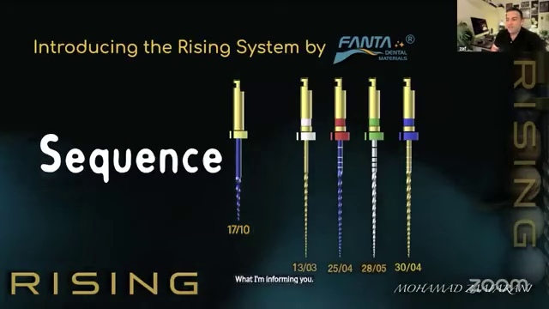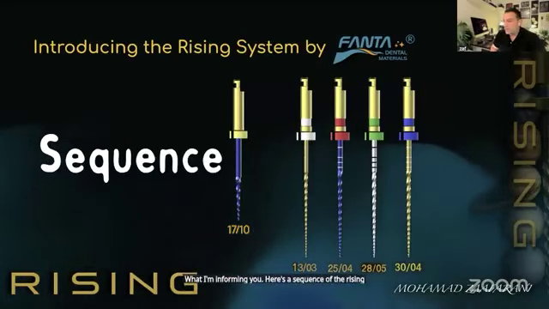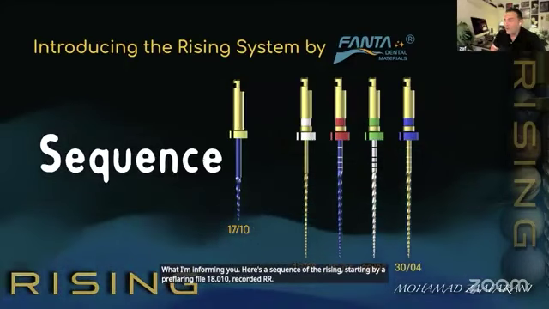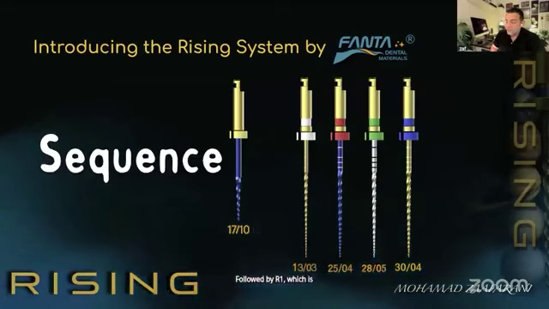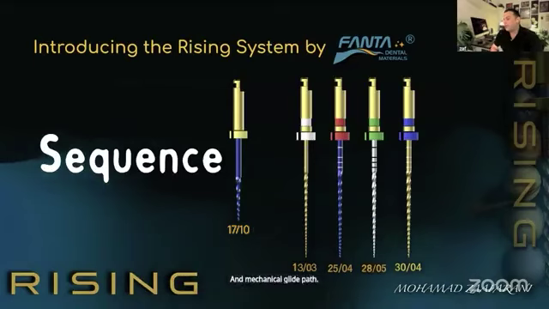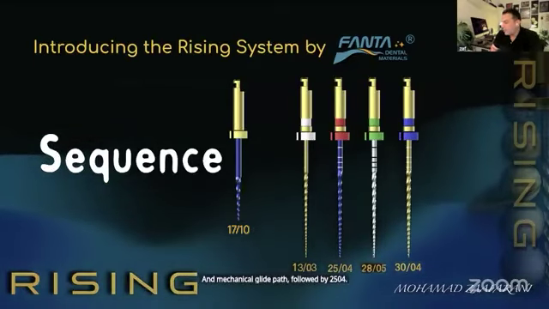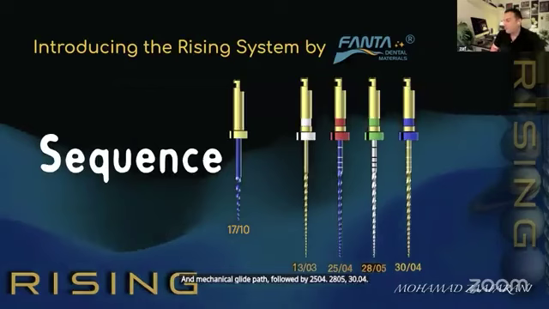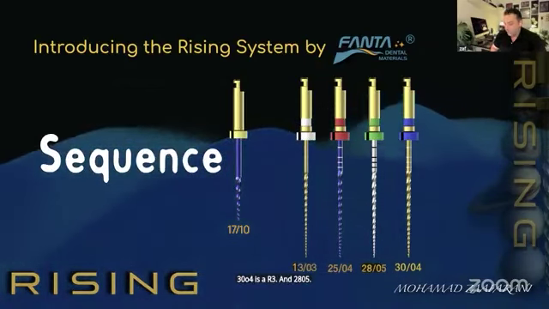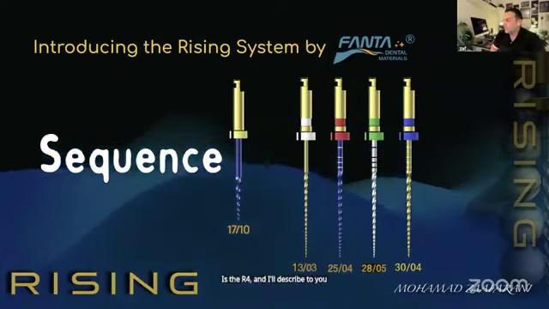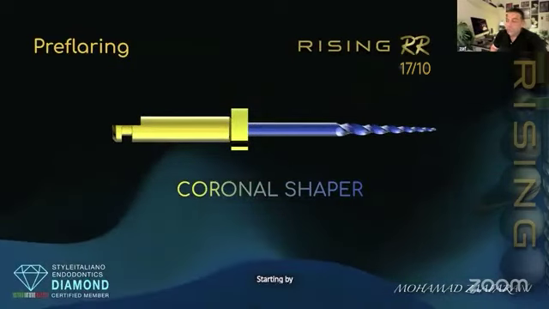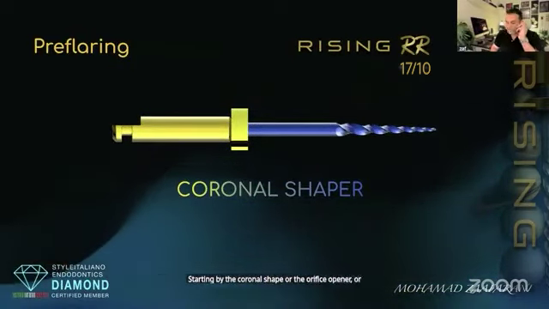Here is the Rising sequence, starting with the pre-flaring file 18/10, which we call RR, followed by R1, which is 13/03, and this size is like magic in mechanical glide path, followed by 25/04, 28/05, 30/04. 30/04 is the R3, and 28/05 is the R4, and I'll now describe the importance of each file in each specific situation. Starting with the coronal shaper, or orifice opener, or pre-flaring file 18/10.